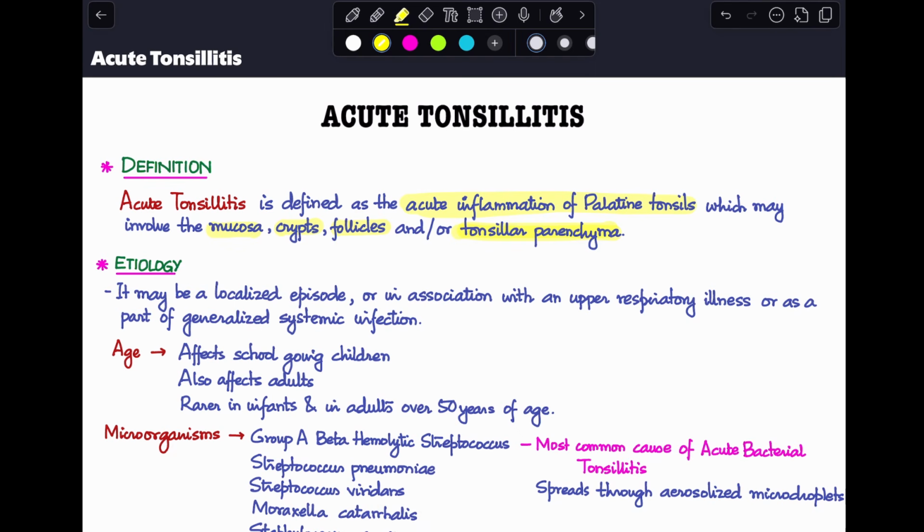Now, to know more about the anatomy of the tonsil in itself, you can check out my other video where I have discussed the anatomy of the tonsil.